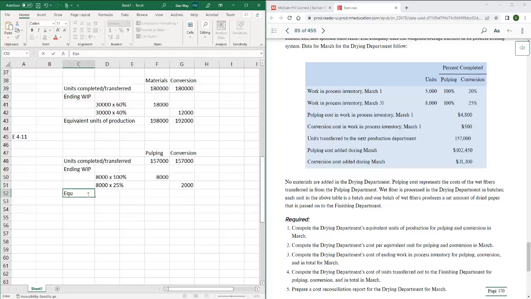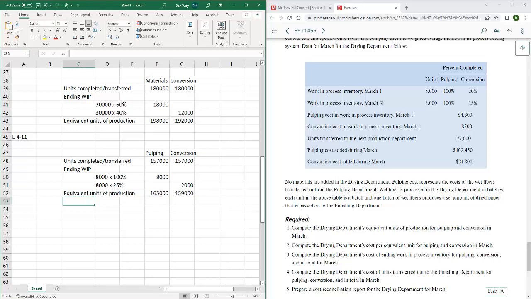So now my equivalent units of production with respect to pulping becomes the 157,000 completed and transferred, plus the 8,000 equivalent units there in ending work in process. Similar deal with conversion, 157 plus the 2,000 now in ending work in process, equivalent units. And there's equivalent units of 159,000.